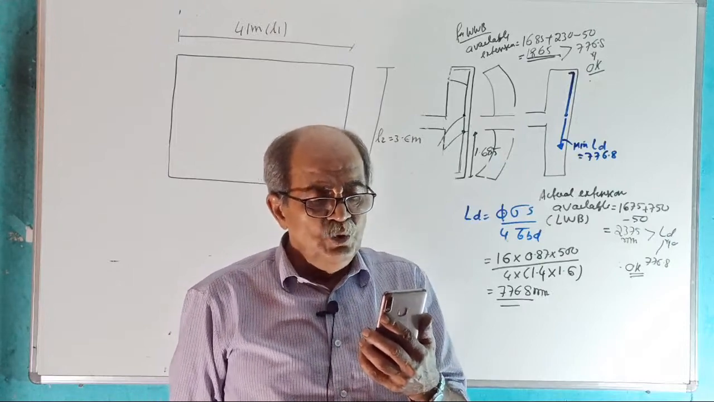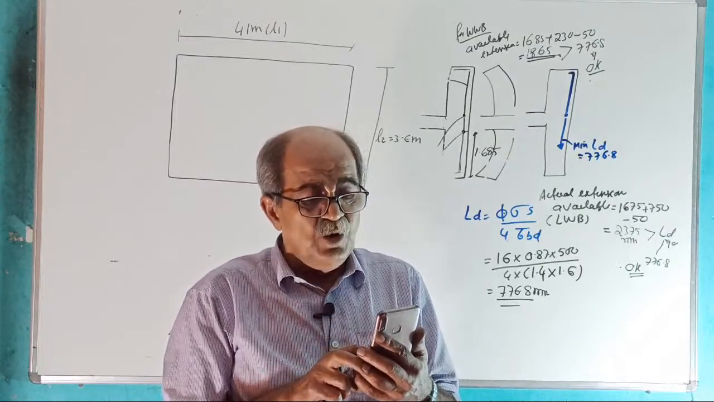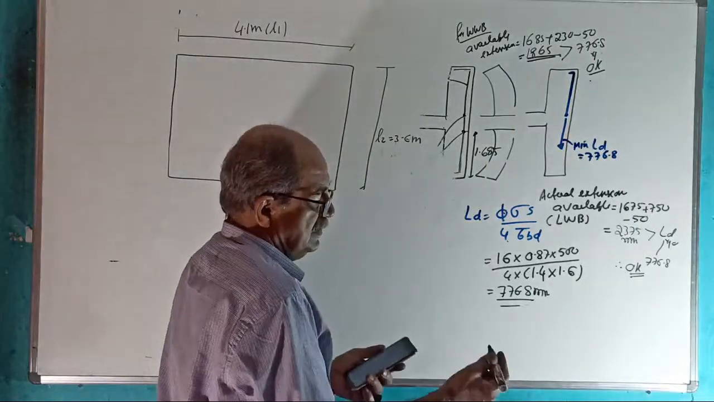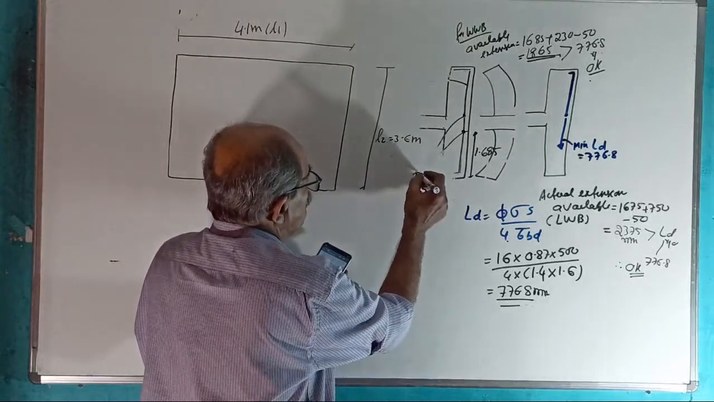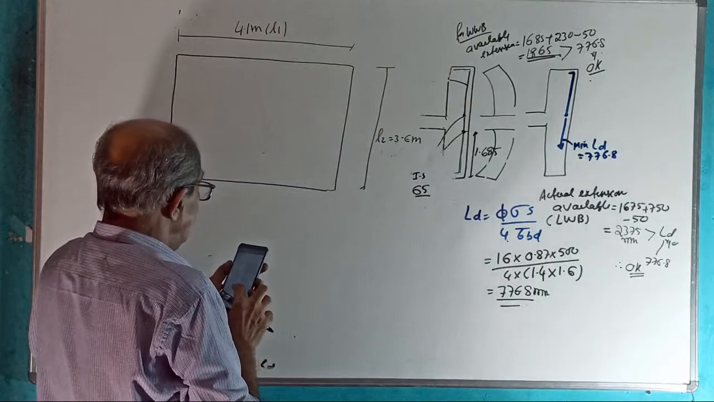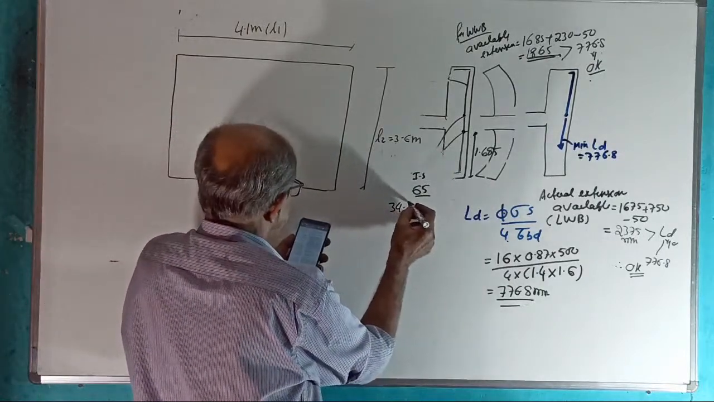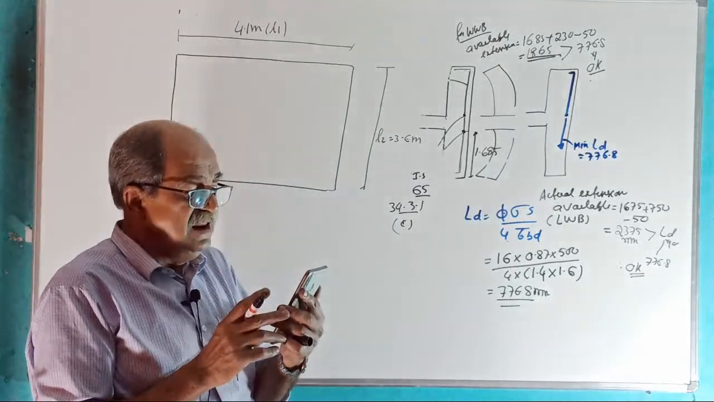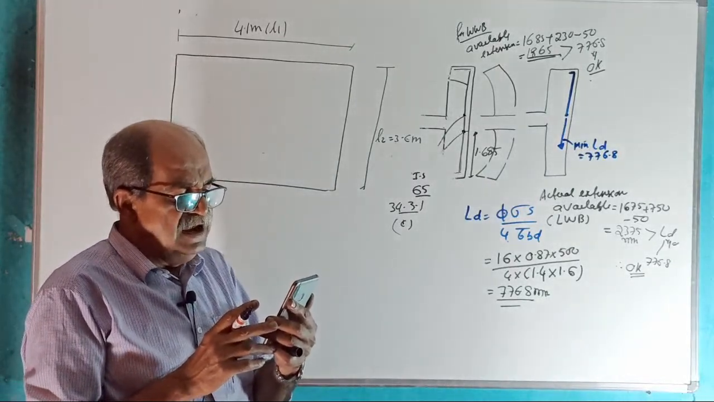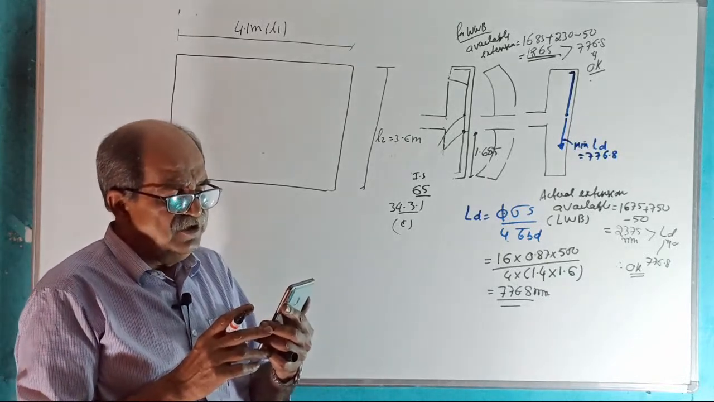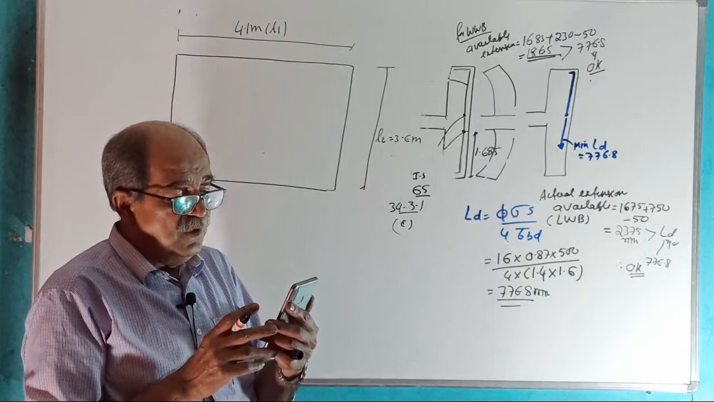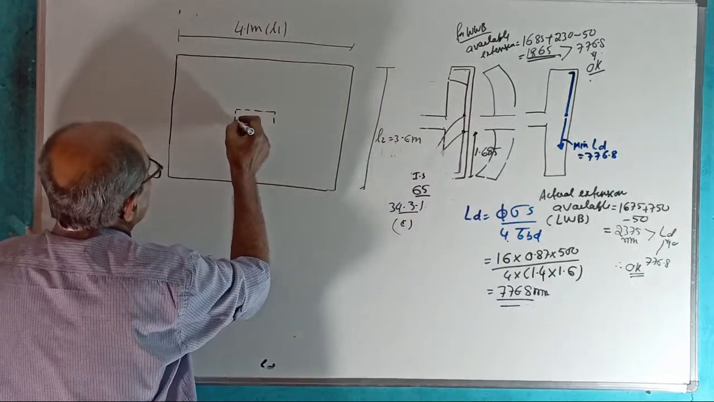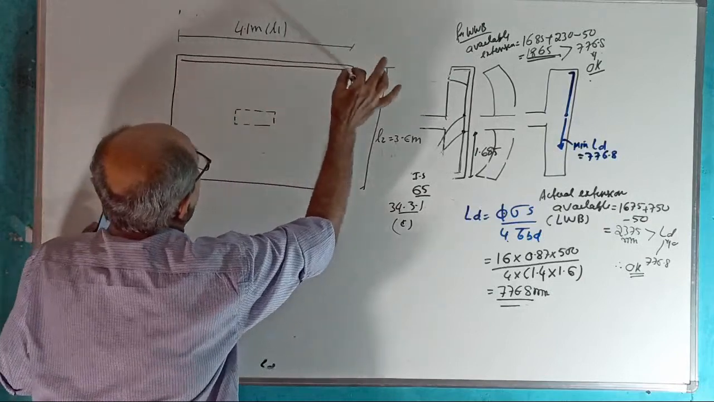In the IS code, page number 65, which is not visible in the photo, it is only for rectangular footing. Make a note: clause 34.3.1 C. They say that in the case of two-way reinforced rectangular footing, the reinforcement in the longer direction shall be distributed uniformly across the full width of the footing. The reinforcement in our column is somewhere here.